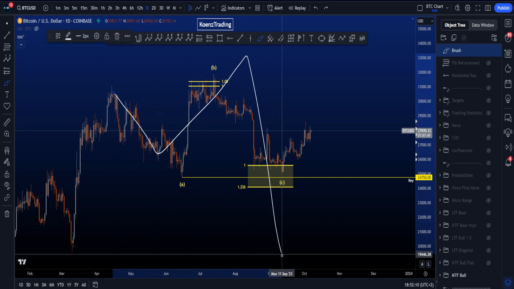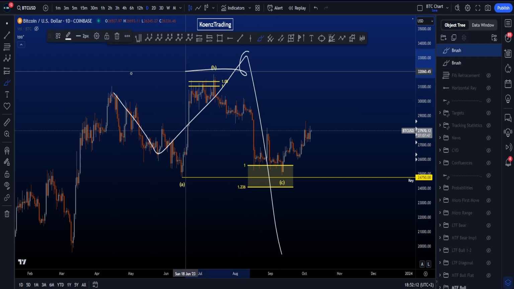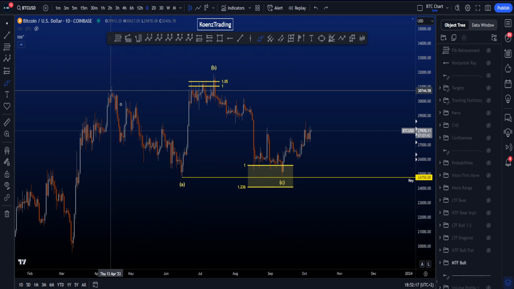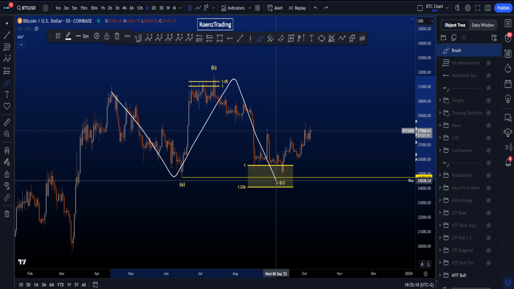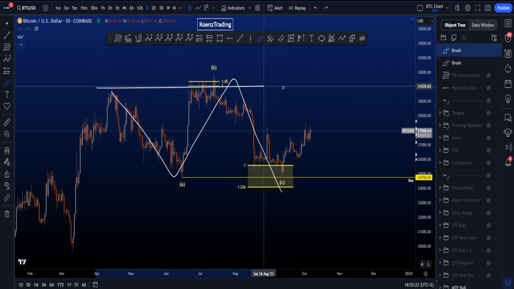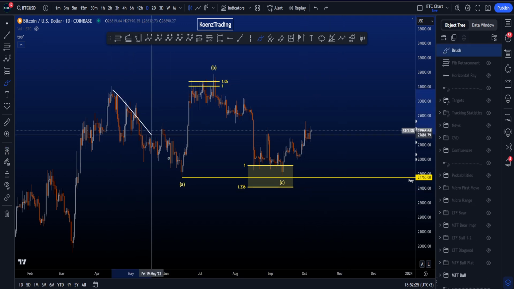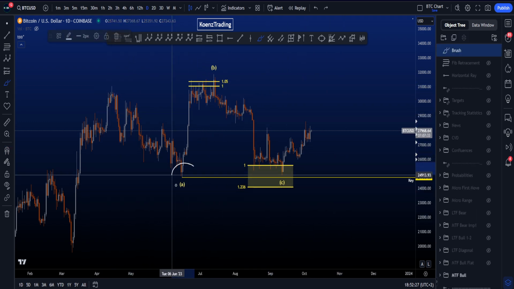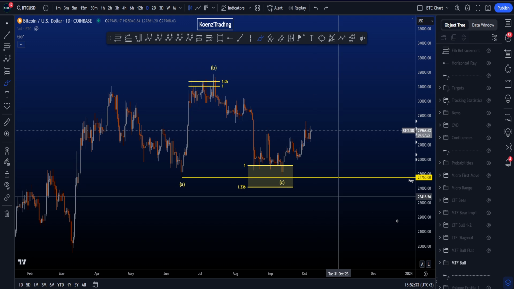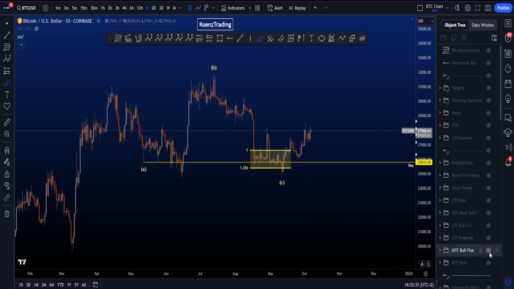An expanded flat is the most common one, where B goes above the start of A and C goes far below the low of A. Then we have a regular flat in a 3-3-5 where also C goes below A. However, it's more of a ranging structure, and then you have a running flat, which is this over here, where C does not take the low of A. And based on this being a running flat, the probabilities are not high for this to be the correct scenario, because in general, it's such a rare corrective structure.